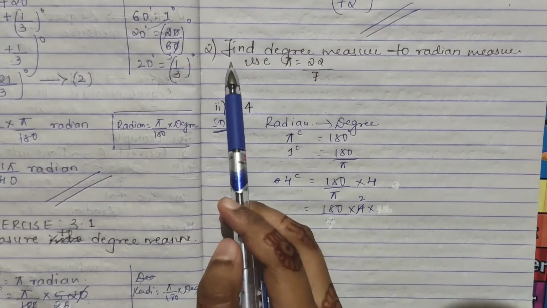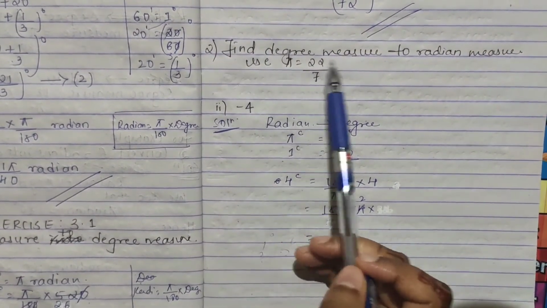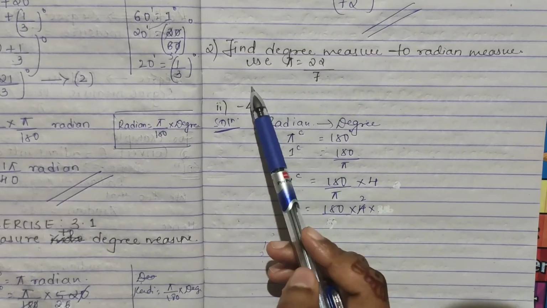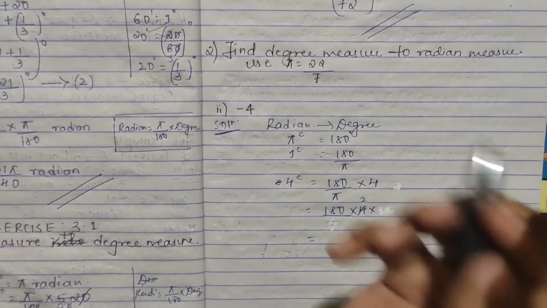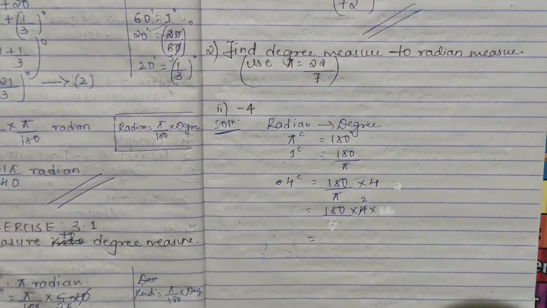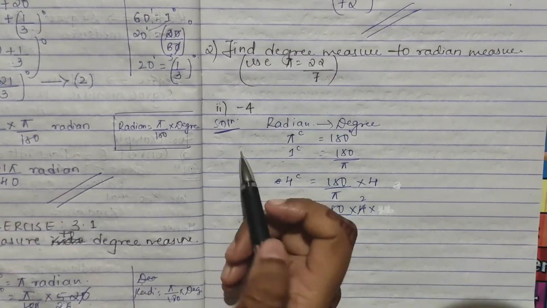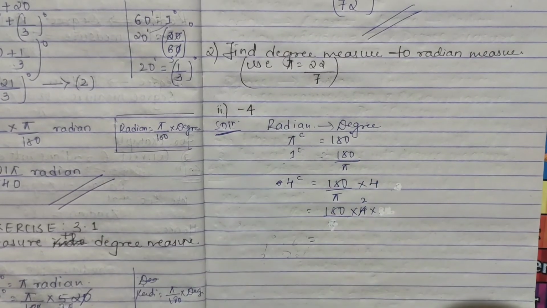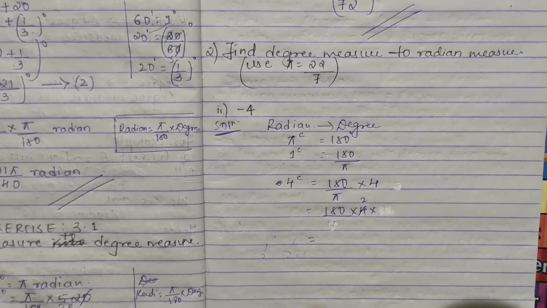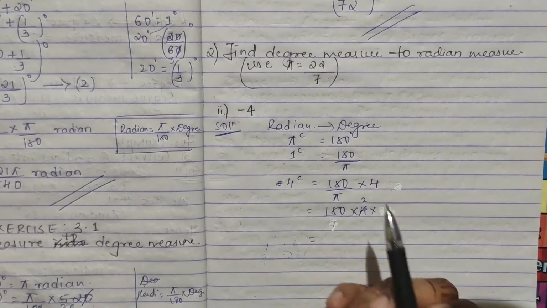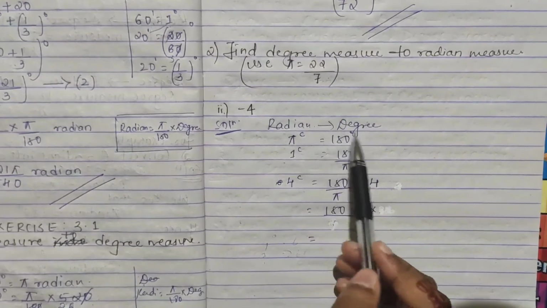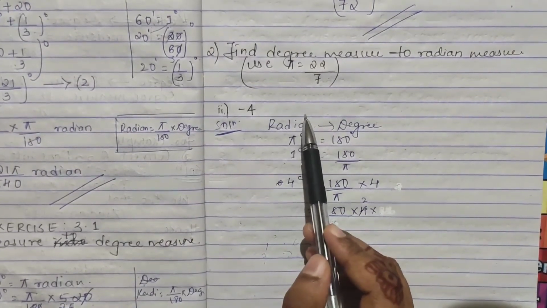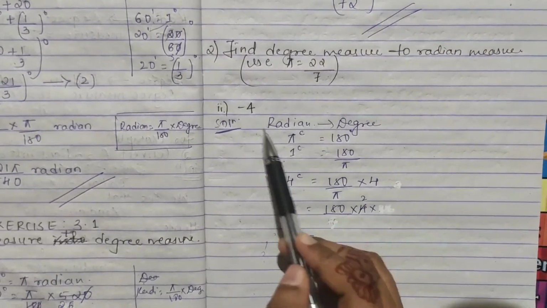Second question is, now they have said you find degree measure to radian. So they have given degree, you have to find in radian. And here one more condition they have given: use pi as 22 by 7. They have said to use this pi value. So the second one I am doing is minus 4. As I have said, if it is negative, leave it off. Negative, we'll first consider positive, then at last if you want you can put that sign. So you have to convert radian to degree measure.